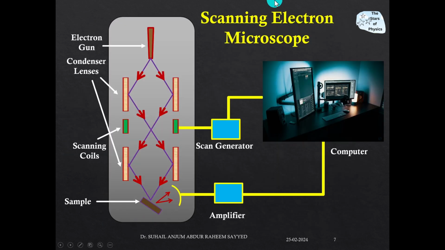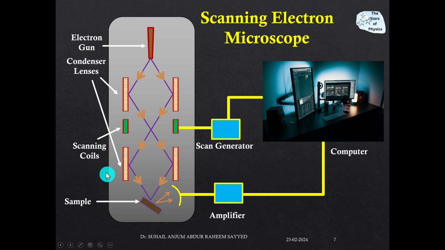Okay. So this is the construction of a scanning electron microscope. The first one is the electron gun. This electron gun continuously emits electrons. Now in an optical microscope we have different lenses, but here we cannot use lenses. In a scanning electron microscope we have to replace those lenses with big electromagnets, which are called the condenser lenses.